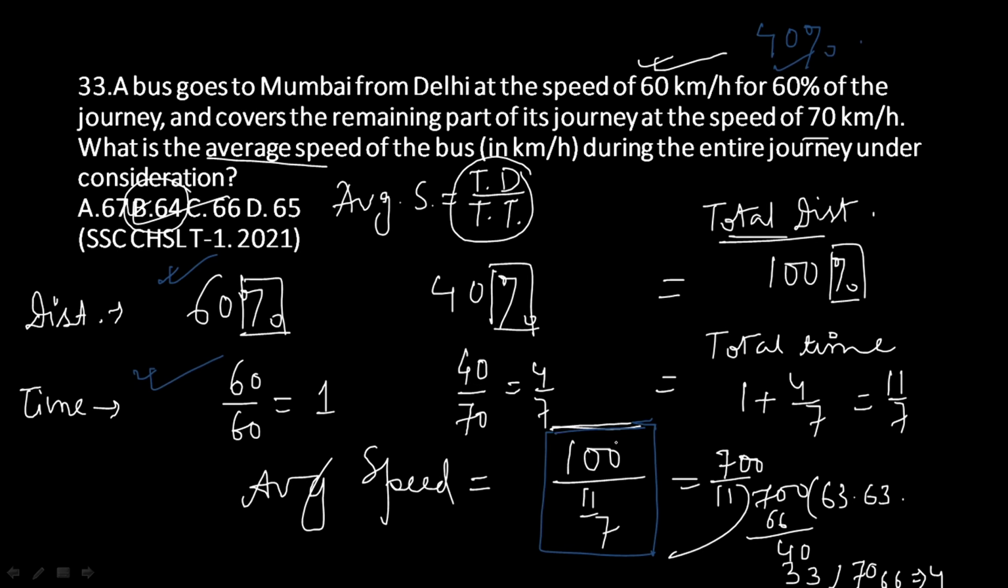So average speed is 100 upon 11 by 7, and 700 by 11 is equal to 63 point something, so it will be 64. 64 will be the right answer. I hope it is clear to you. If you have any doubt regarding this question, you should ask. Moving to the next one.